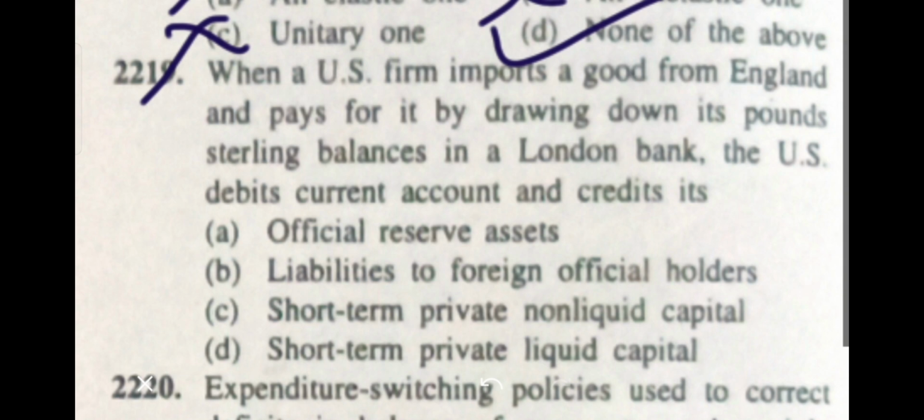When a US firm imports a good from England and pays for it by drawing down its pound sterling balance in a London bank, the US debits current account and credits short-term private liquid capital.